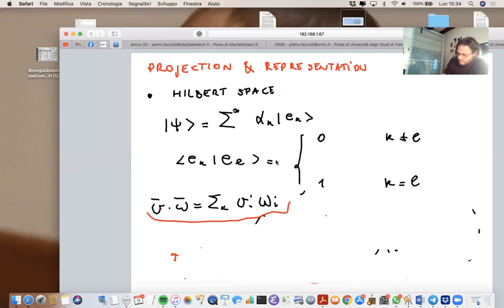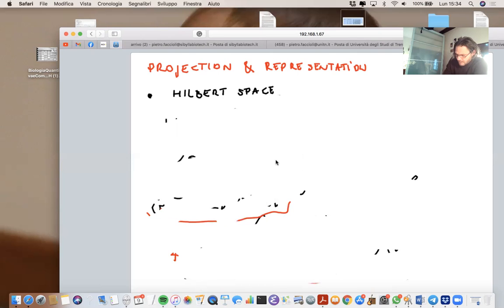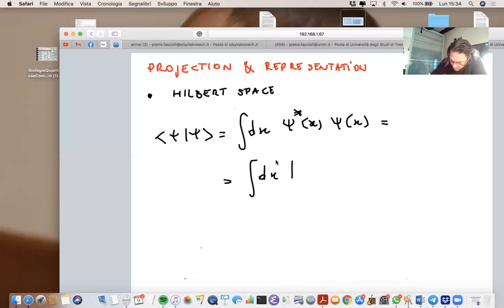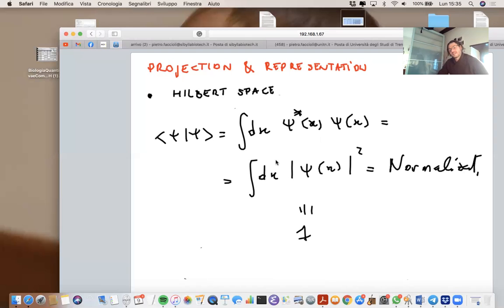So, once again, it's interesting to see what happens when I take the inner product of a function with itself, psi, psi, and this is going to be the integral dx of psi star of x psi of x, and this is nothing but the modulus square of psi of x, and that's the normalization. So in particular, we want to set it to 1 if we can. And anyway, it's a real number.